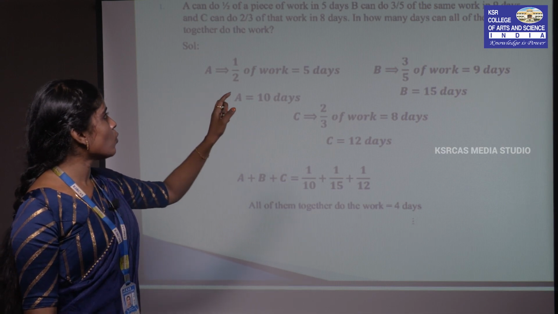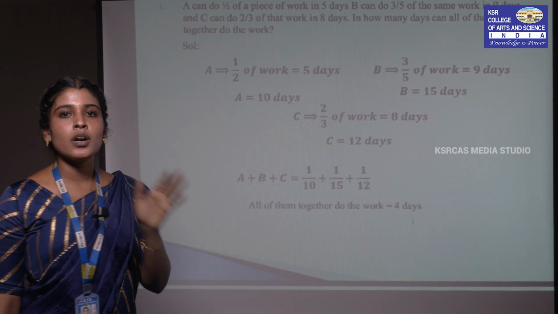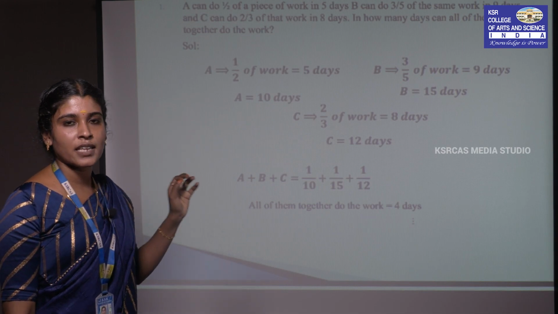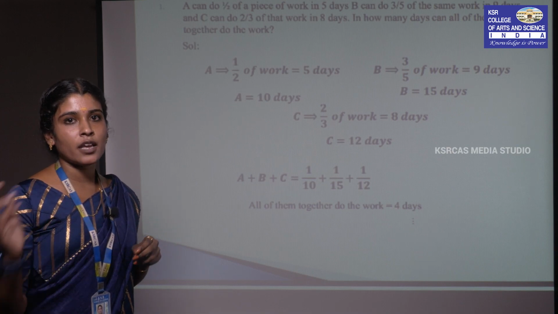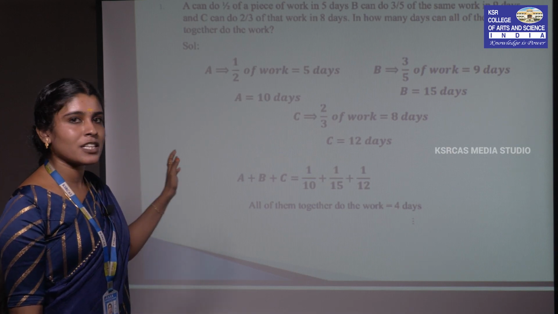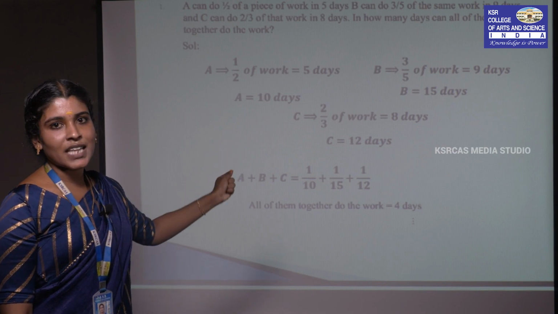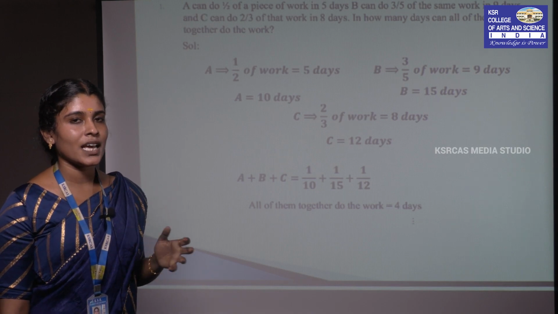Finally, they ask how many days all of them together take to complete the work. So here we need to add the three persons' working days. The three working days we have to convert to 1 day's work. So we write it in the form A plus B plus C equal to the 1 day's work. After simplifying, we got the answer equal to 4 days. So all of them together complete the work in 4 days.